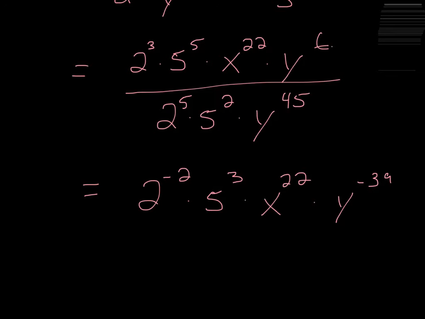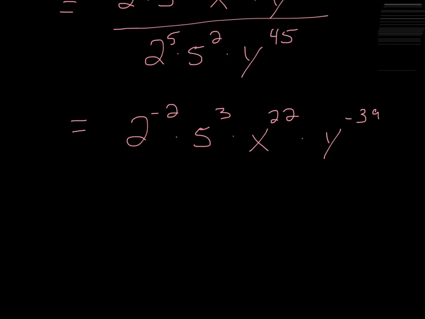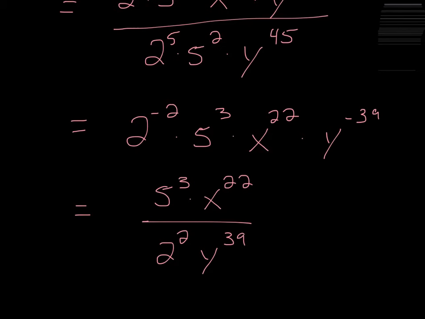The last step then is simply to throw the factors that have negative exponents in the denominator. So I will have a 5 to the 3rd times x to the 22nd over 2 squared times y to the 39th. That would be my final answer. One way to clean that up would just be to evaluate 5 to the 3rd, which is 125 x to the 22nd over 4 y to the 39th.